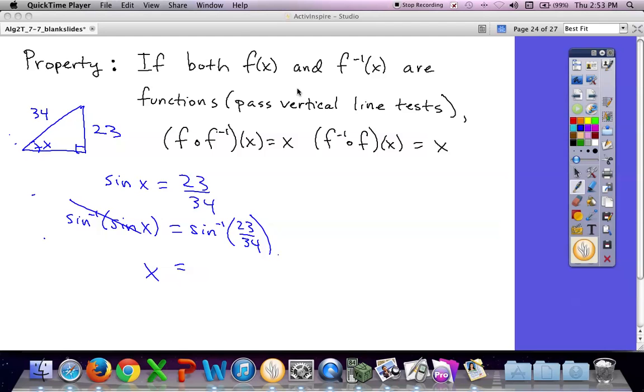So here's the qualifier, right? This property only works if both the function and its inverse pass the vertical line test. We know, for example, that if we started with a quadratic like y equals x squared, it wouldn't work because the inverse wouldn't pass a vertical line test. The parabola opens to the right. We definitely said it failed that test. So we need to know what kind of function is going to meet these requirements.